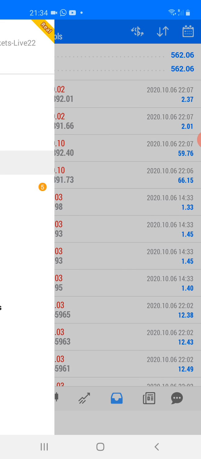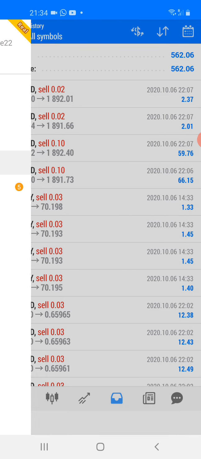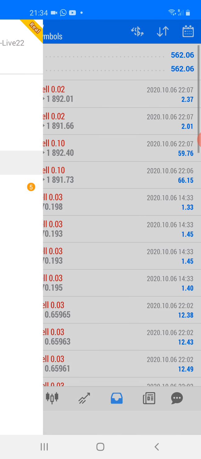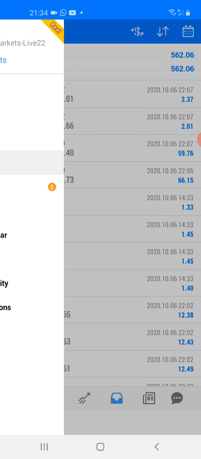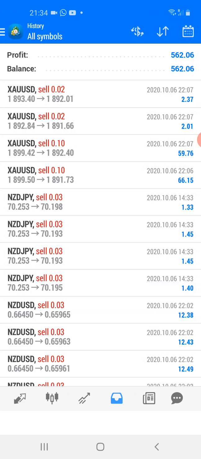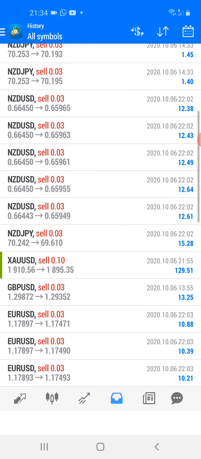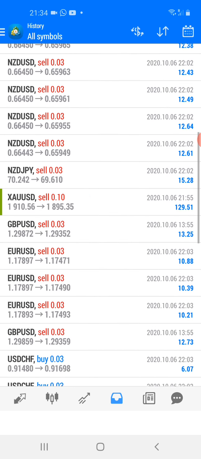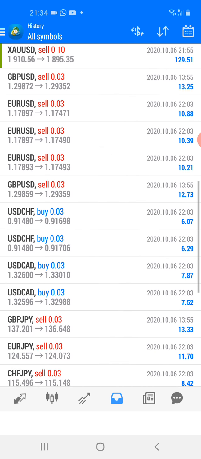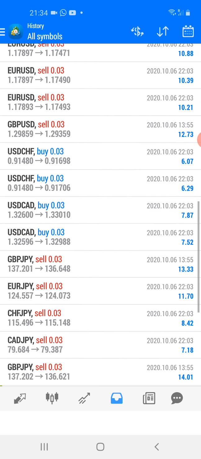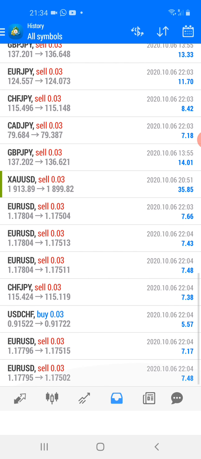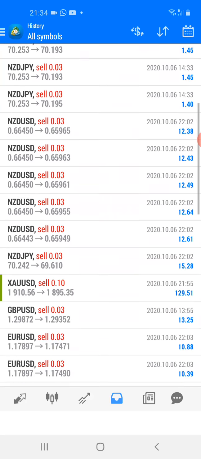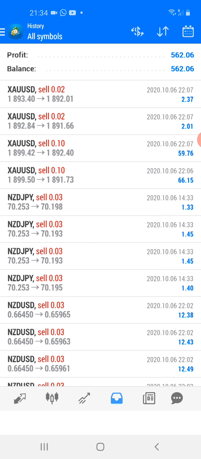562 US dollars in just a day, using proper risk management and small lot size. So let's scroll down and see how it went. So these are the profits.